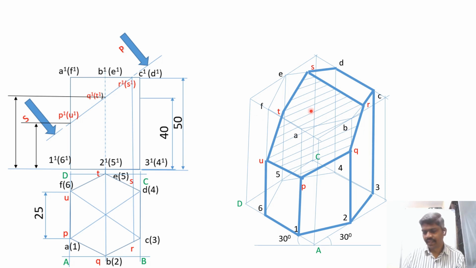Now you do the hatching process here. Whichever part is sectioned, that particular portion we have to represent with the help of hatching. This is a truncated hexagonal prism. Thank you, students.